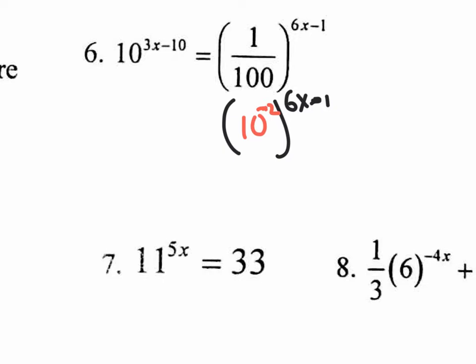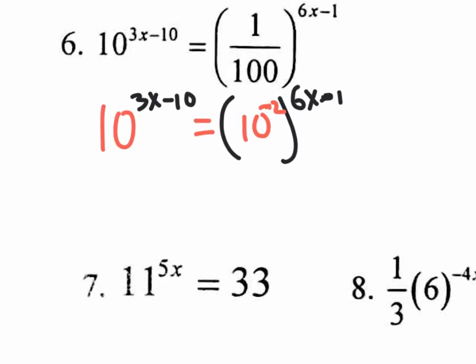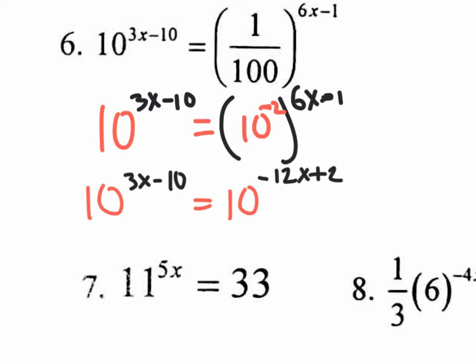So now I really do have a 10 over here to the 3x minus 10, and I have a 10 to the negative 2 to the 6x minus 1. So keep in mind that a power to a power, you multiply, so you have to take the negative 2 and distribute, make it negative 2 times 6x, that's negative 12x, and negative 2 times negative 1 is positive 2. So let me rewrite this thing one more time. So there we have our rewritten equation. Again, negative 2 times 6x is negative 12x. Negative 2 times negative 1 is positive 2.